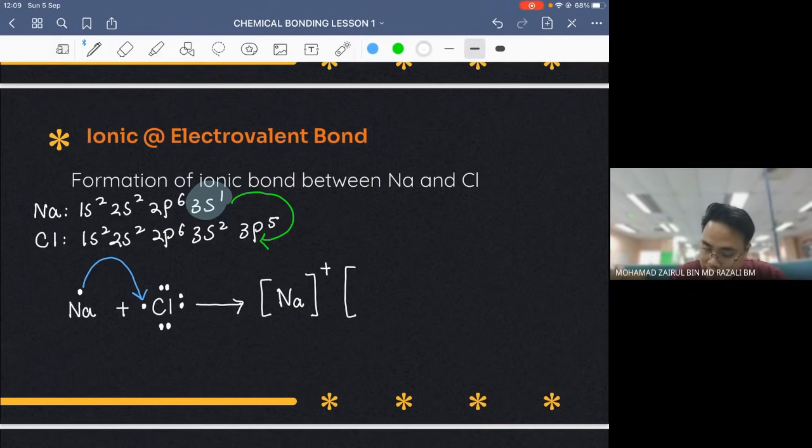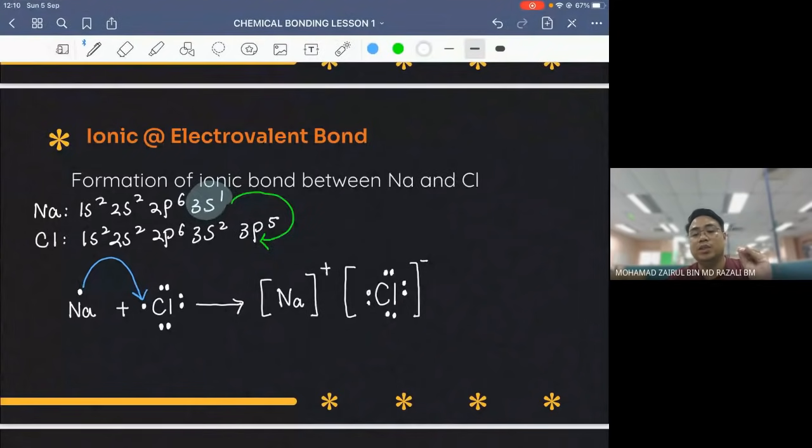Chlorine, okay, chlorine gain 1 electron. So right now chlorine ada 8 valence. 1, 2, 3, 4, 5, 6, 7, 8. Then since chlorine gain 1 electron, the charge for the chlorine is minus.